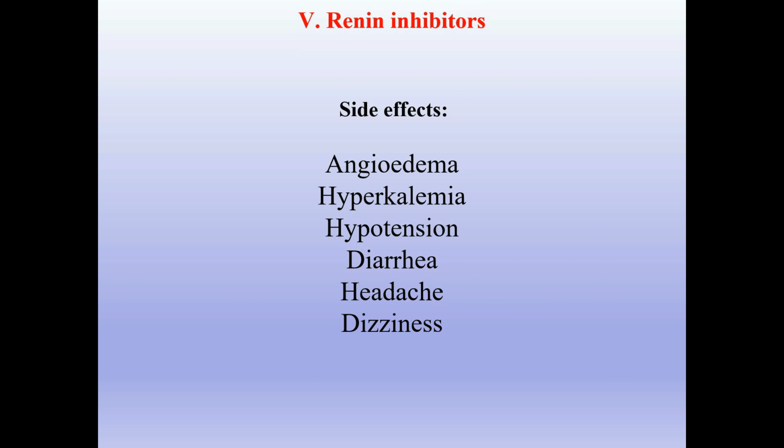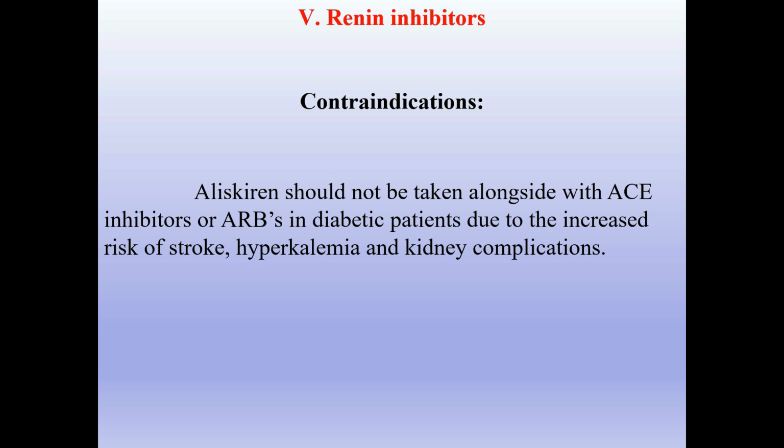Side effects of renin inhibitors: angioedema, hyperkalemia, hypotension, diarrhea, headache, dizziness. Contraindications: aliskiren should not be taken alongside ACE inhibitors or ARBs in diabetic patients due to the increased risk of stroke, hyperkalemia, and kidney complications.